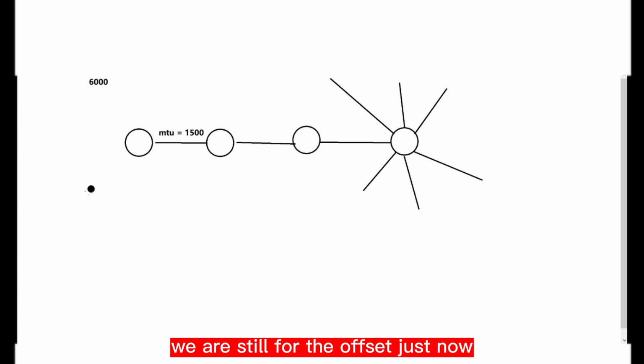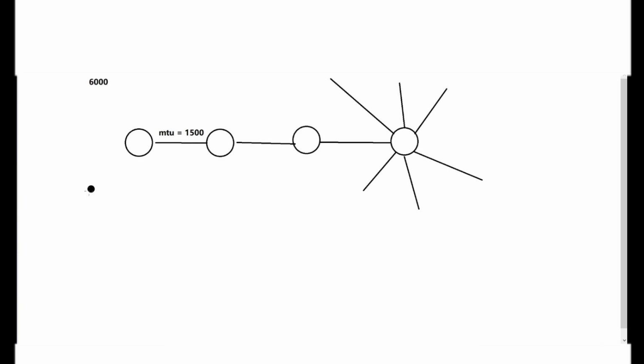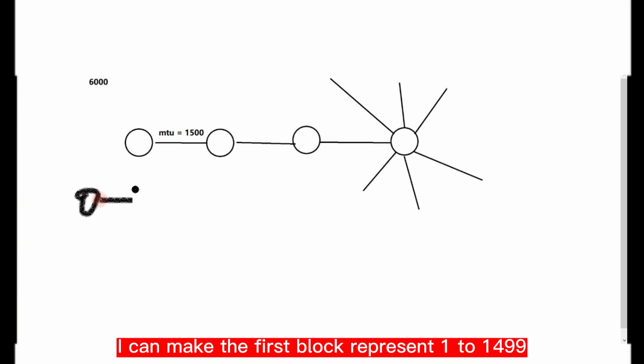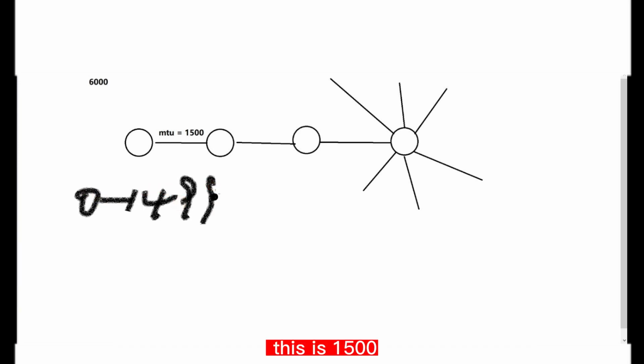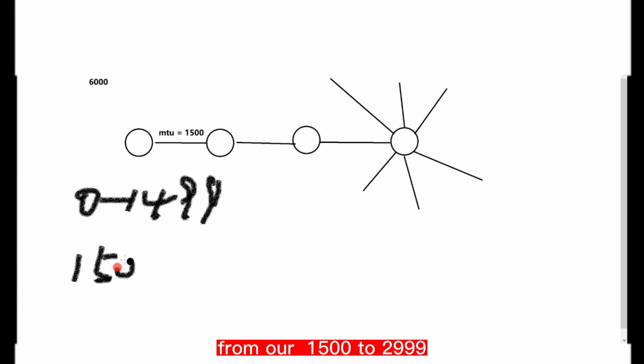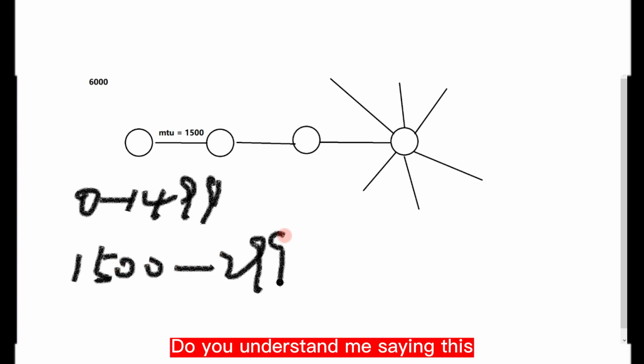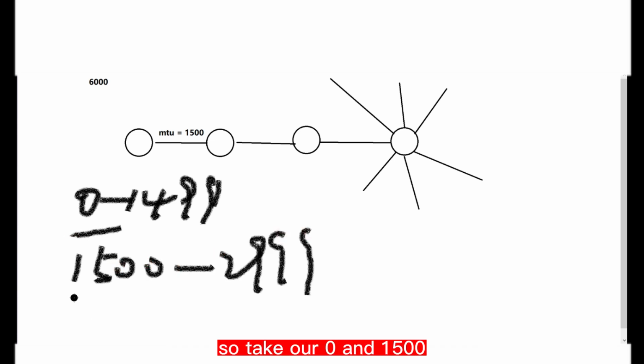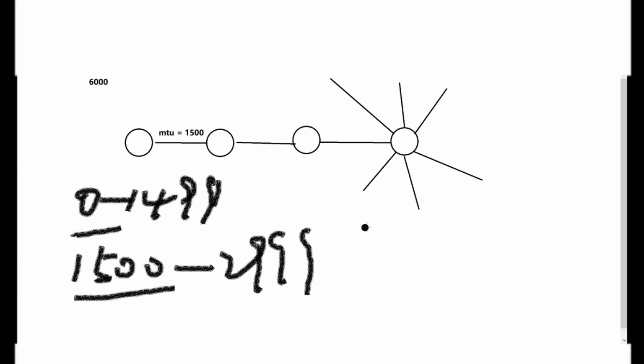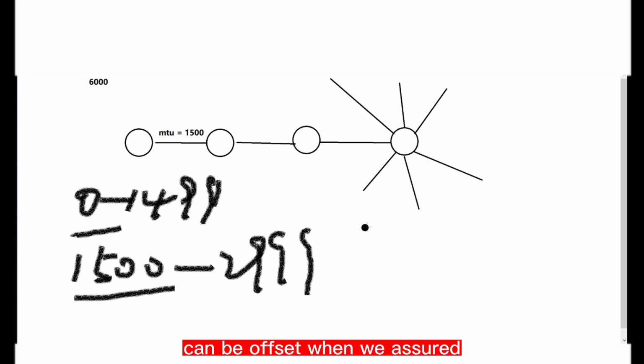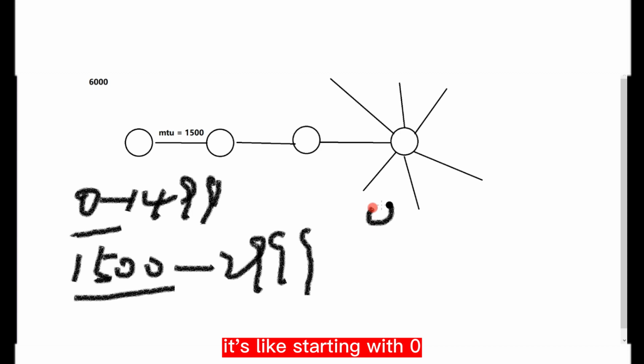We are still on the offset just now. Is it divided into 4 pieces? I can make the first block represent 1 to 1499. This is 1500. The second is from 1500 to 2999. Do you understand me saying this? So take our 0 and 1500. It can be offset when we shard. It's like starting with 0.